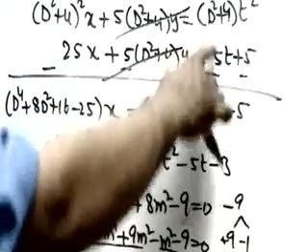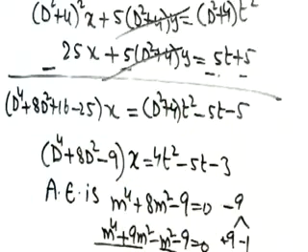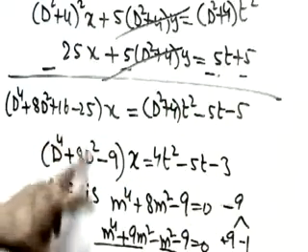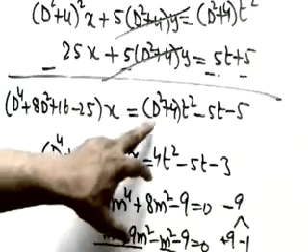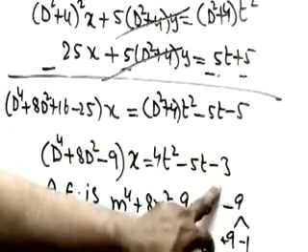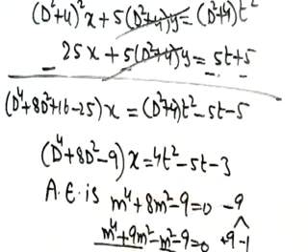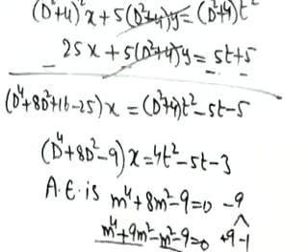Okay, next step, I wrote this one. You see here, this is the next step. Now you have written the right hand side with minus minus. Now next step, you see here, 16 minus 9, 25 is minus 9. Second differentiation of t square is minus 2. 2 minus 5 is minus 3. So 4 into t square, 4t square minus 5t minus 3.